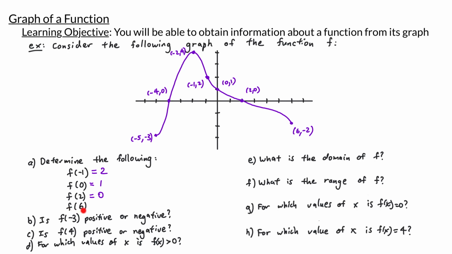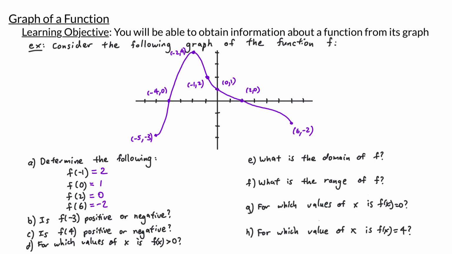Lastly, we have f of 6. We want to find the output of the function when the input is 6. So go to the graph where the x-coordinate is 6, and we see this point (6, -2). The y-coordinate being -2 tells me that that's the output of the function when the input is 6. So f of 6 is -2.